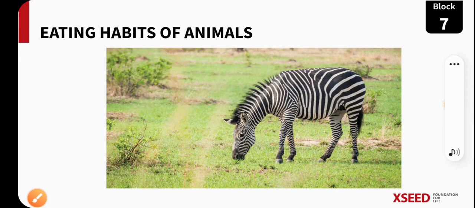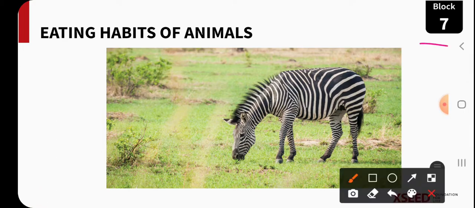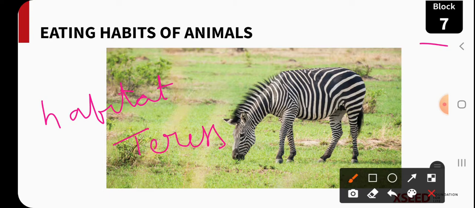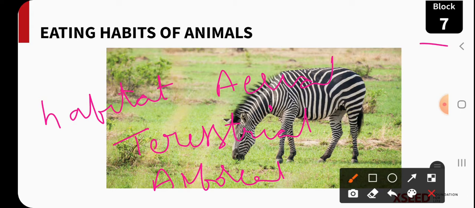Namaste children. Today we are going to start a new block, that is your block 7, food habits of animals. In our earlier block, especially block 6, we started classifying the animals based on the habitat where they are present. If animals are present on the land, we call them terrestrial animals. If they are present on plant branches, we call them arboreal animals, and if they are present in the air, then we call them aerial animals.